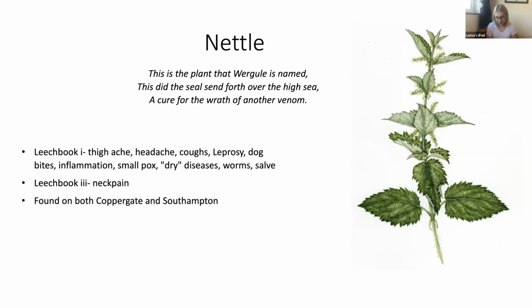In the Lacnunga, it's also used in an eye salve. It's used for headaches and for rashes and stitches. In the Leech Book 1, it's used for dog bites and inflammation, for smallpox, for shingles and bruises and the common cold. And in Leech Book 3, it's used for neck pain.